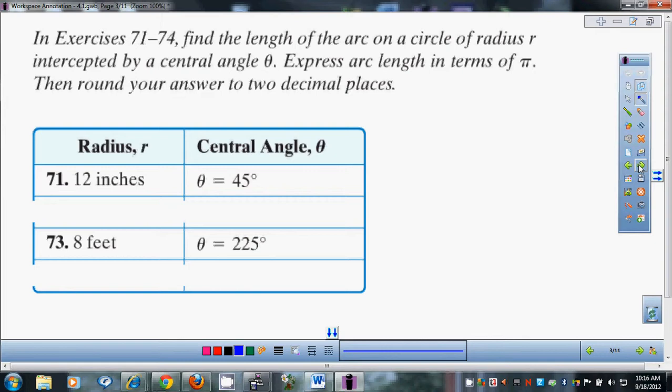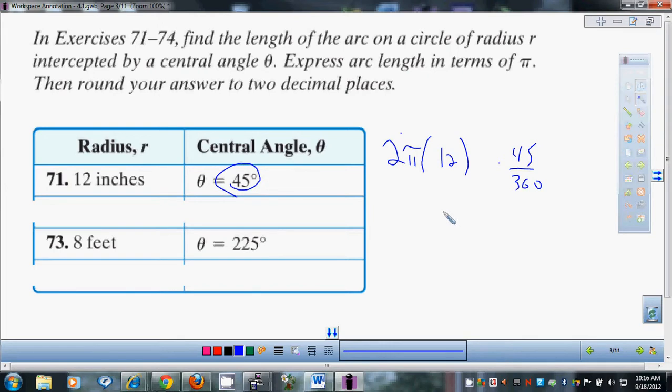So, let's see. That would be 2 pi r times 45 over 360. Boom. Punch it in. Now, it says in terms of pi, it's always your degrees over 360. In terms of pi, that simply means that you just leave everything. So it'll be 24 times 45.